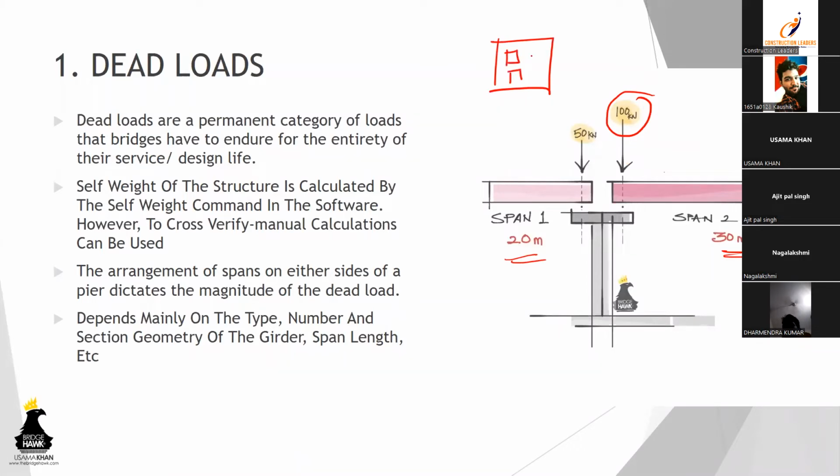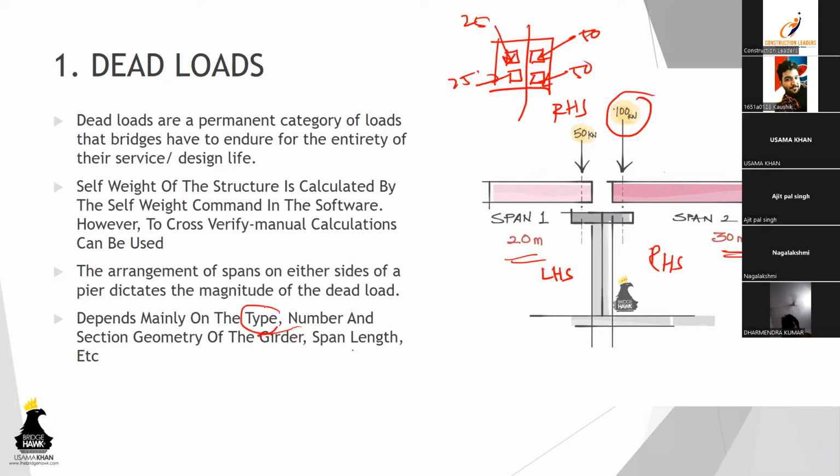Let us assume that we've got 4 bearings. So if it is 100, maybe this is 50 and this is 50 from the right hand side. And when this is 50, then it will be 25 and 25. So depending upon the spans on either side, right hand side and left hand side, you will have the dead load values changing every time. So it depends mainly upon the type, number and section geometry of the girders, span and length.